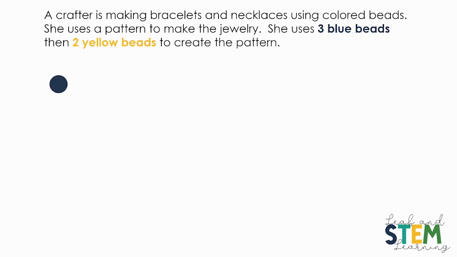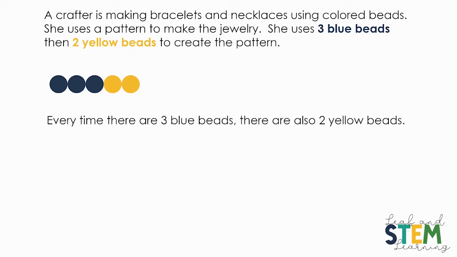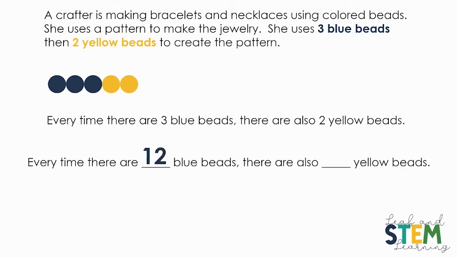Blue bead, blue bead, blue bead, yellow, yellow. Every time there are 3 blue beads, there are also 2 yellow beads. But what if we don't want to know about when there's 3 blue beads? What about if there's 12 blue beads? How many beads will also be yellow?